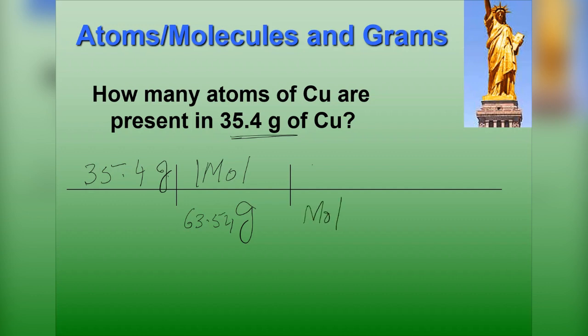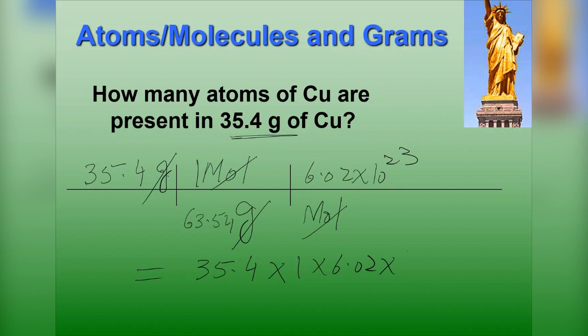After that, this mole, now this is at the bottom. 1 mole of how many atoms? 6.02 times 10^23. Gram cancels, mole cancels. So what we got? 35.4 times 1 times 6.02 times 10^23 divided by 63.54.